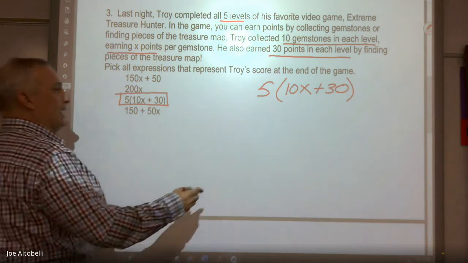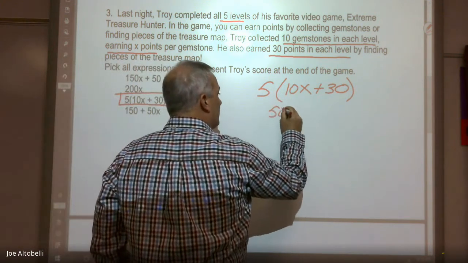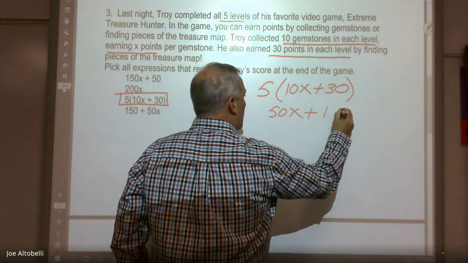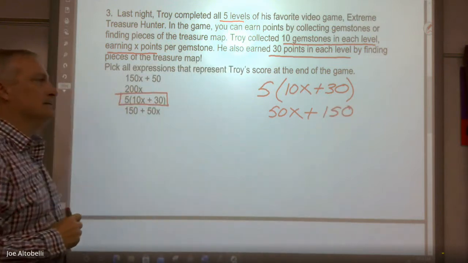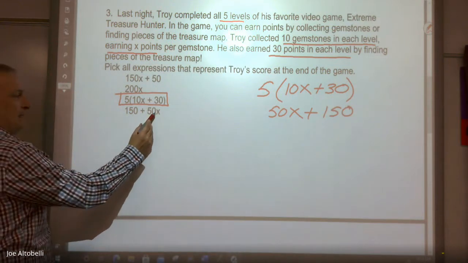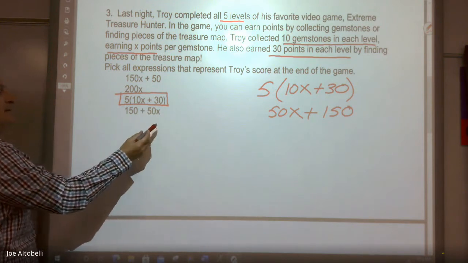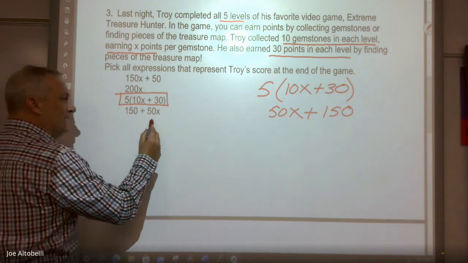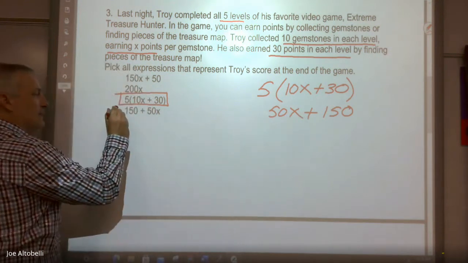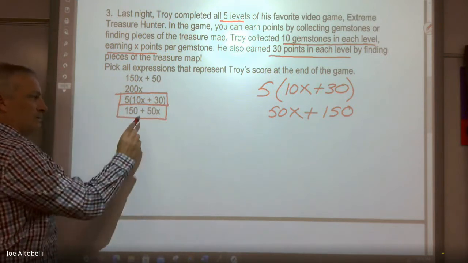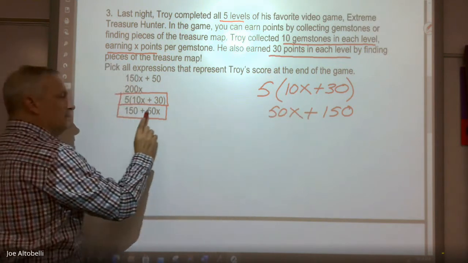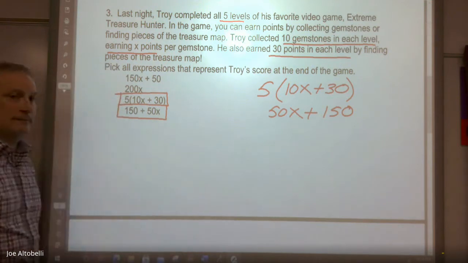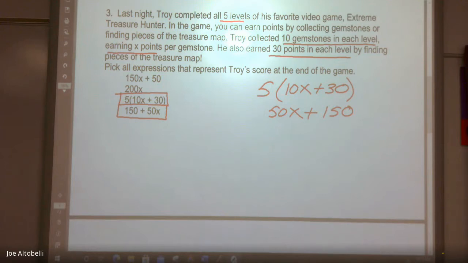Okay. And then we would get 50x plus 150. And 50x plus 150. Again, you guys need to understand that this is the same as this. It's just written in a different order. But as long as you're adding, you can switch the order. Questions on 3. Okay, and go to number 4.